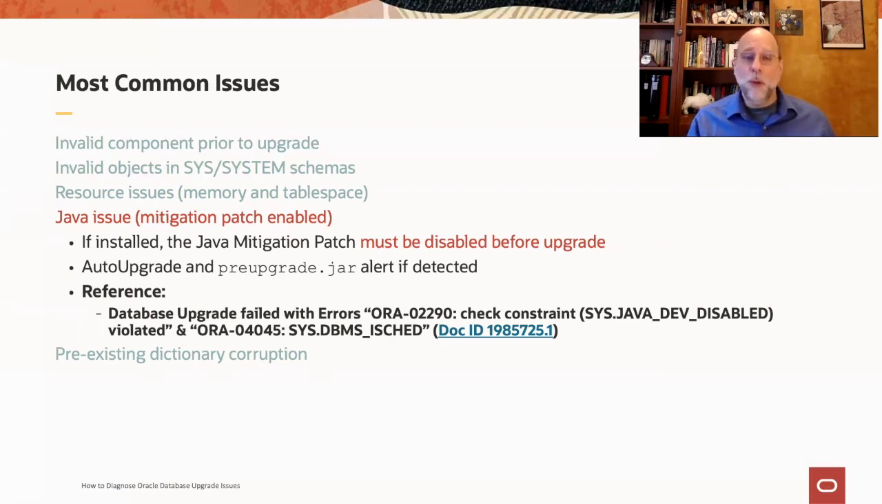If you're doing a manual upgrade, then you have to do that yourself. But the good news is that AutoUpgrade with our latest autoupgrade.jar, which you can get from My Oracle Support, does that automatically for you. As part of the upgrade, we disable the mitigation patch, run the upgrade, and then afterwards we re-enable that mitigation patch if it is present. That's just something to be aware of, though, if you have that patch installed.